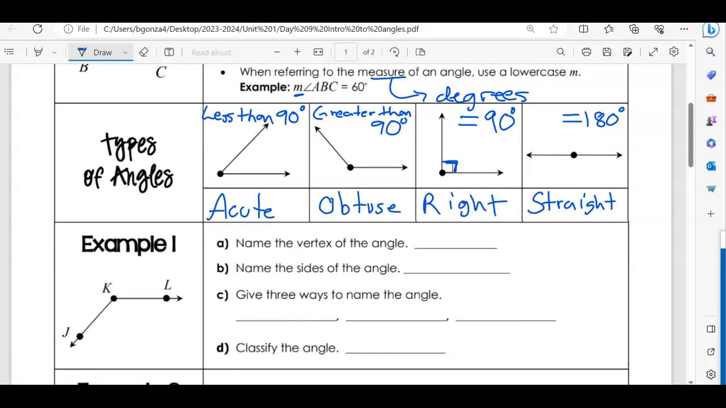Sorry. Let's do example one. Can you name the vertex in this angle? It is K. Point K is where it changes directions. It's the corner. It's the vertex. What do you call the sides of that angle? So remember, these are the rays that make the angle. What's the name of this top side here?